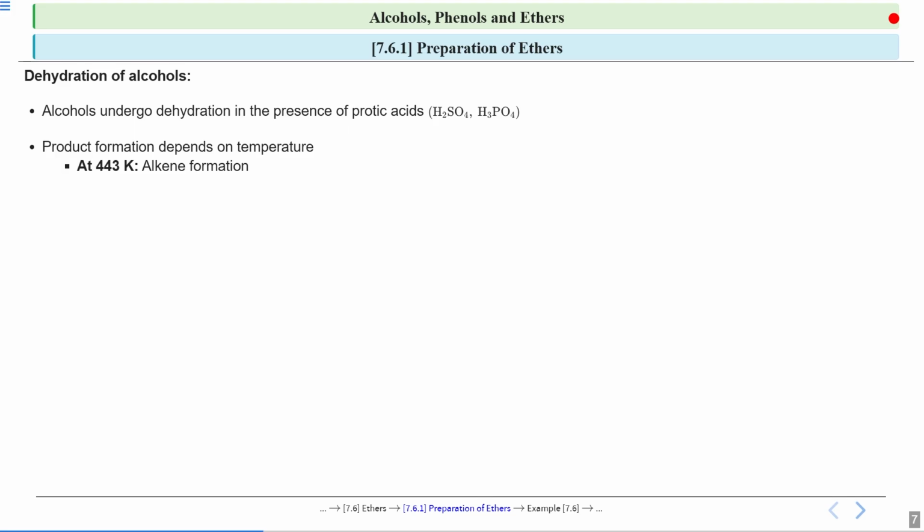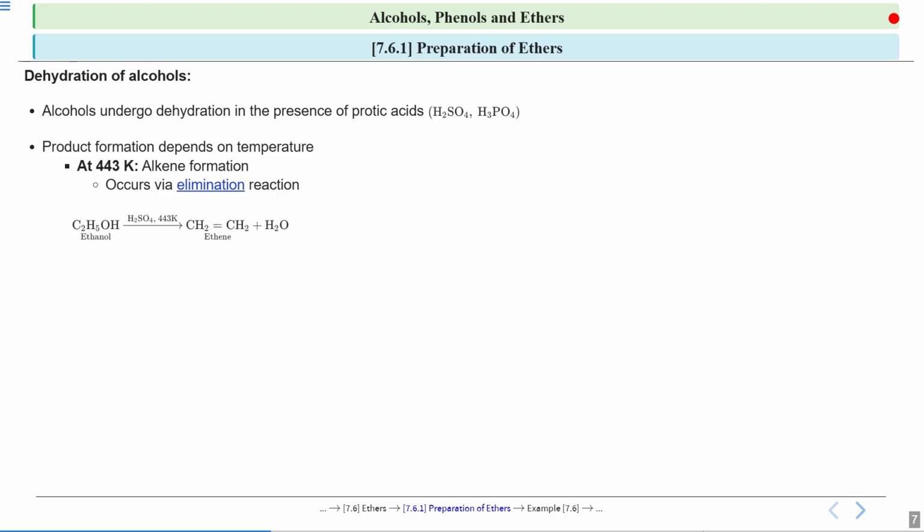So what will happen if the temperature is high? If the temperature is 443 Kelvin, then instead of your ether, your alkene will be formed. And when your alkene is formed, it occurs by an elimination reaction. It does not go by a substitution reaction. This alkene is formed by an elimination reaction.